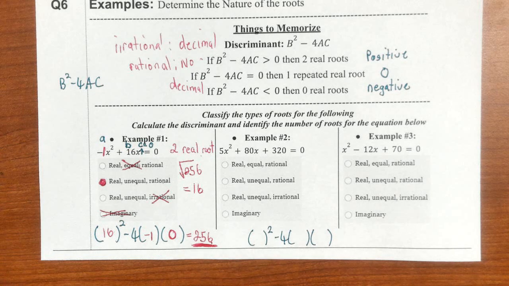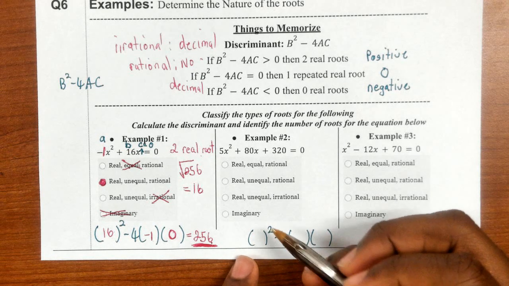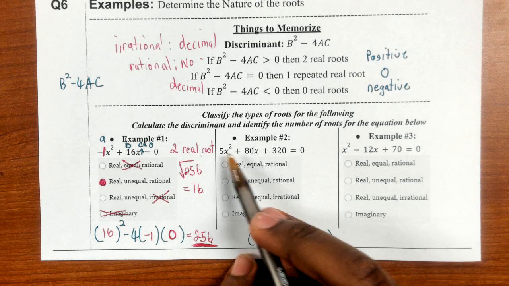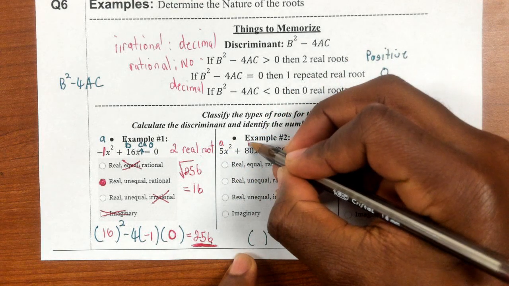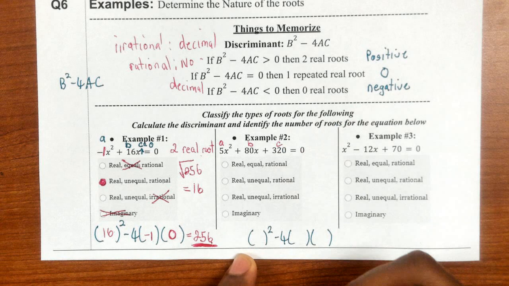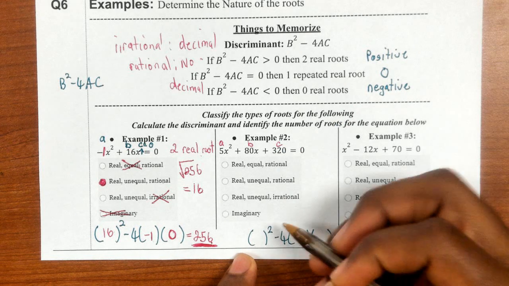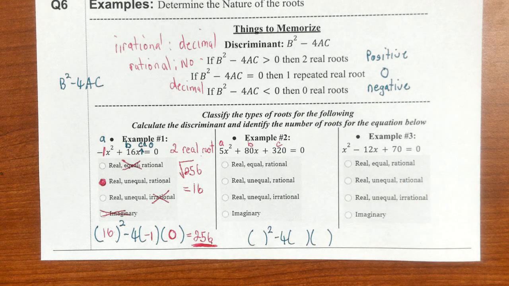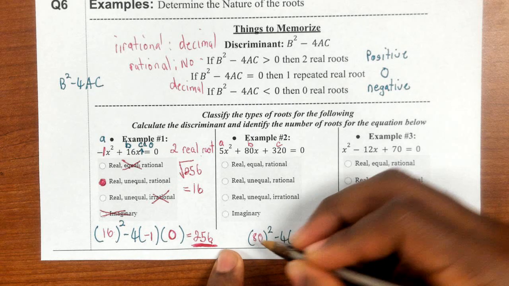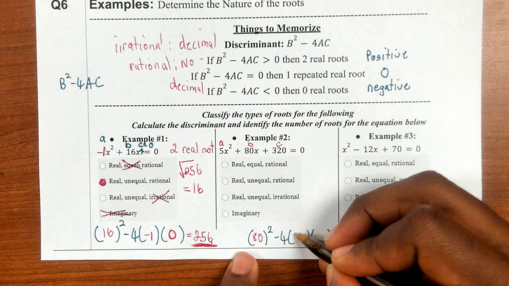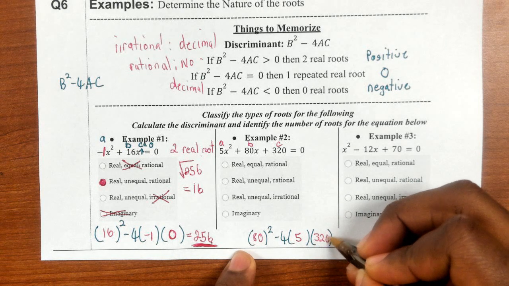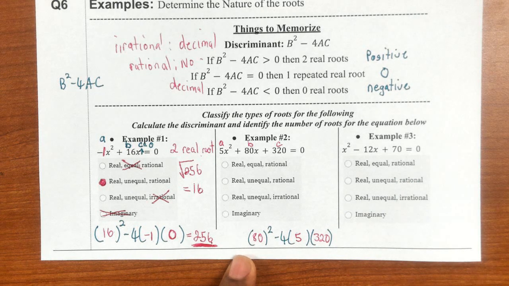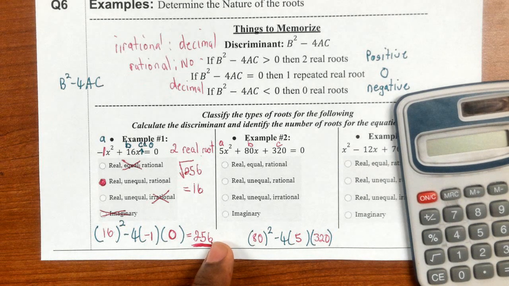Alright, so when I try to plug in my a, b, and c, are all my a, b, and c's there? Yes. So this is my a, this is my b, this is my c. Alright, so I'm going to plug in my b, which is 80. Plug in my a, which is 5, plug in my c, which is 320. So I'm going to use my calculator for this because I'm seeing a lot of numbers that I don't know what they are when I multiply them.